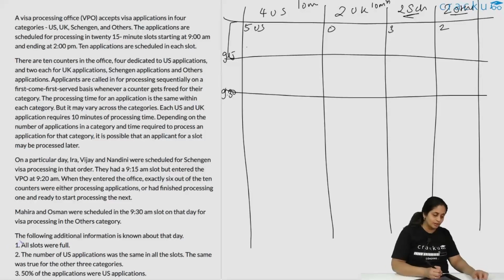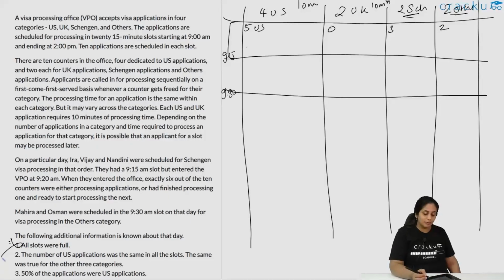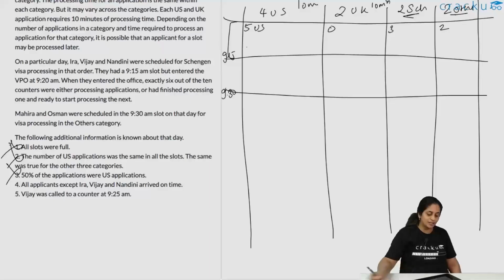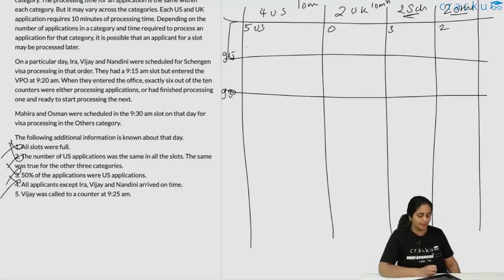So firstly, all slots are full. That is fine because there were 10 applications per slot. So this is done. The number of users' applications were the same. This is also understood. We have been able to infer how many applications are there per slot. This is also used up. Now essentially all applicants except Ira, Vijay and Nandini arrived on time. This is also something we can consider.